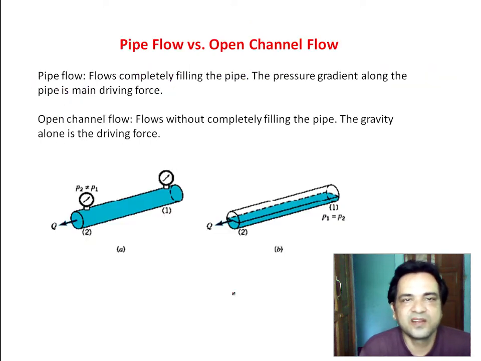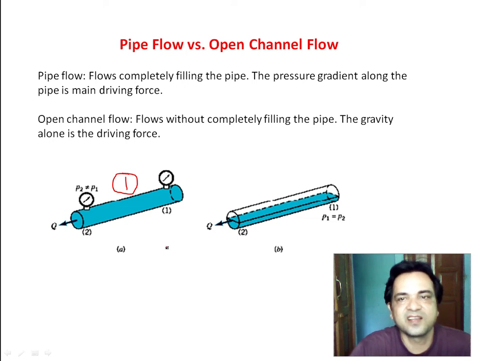Already we discussed that pipe flow means the flow is completely filling the pipe. So this is pipe flow, number 1, and mainly the pressure gradient along the pipe is the main driving force, because in a pipe flow the pressure at the inlet is higher than the pressure at the outlet. That gives rise to a pressure gradient along the direction of the flow.